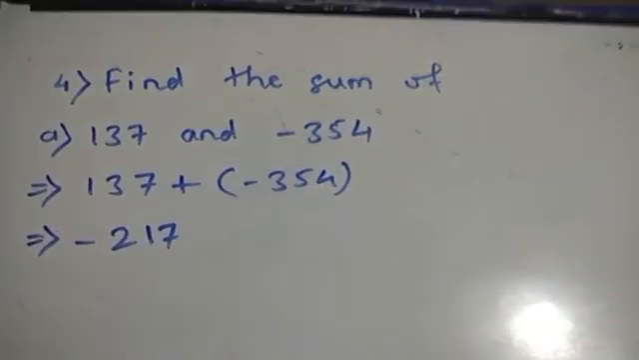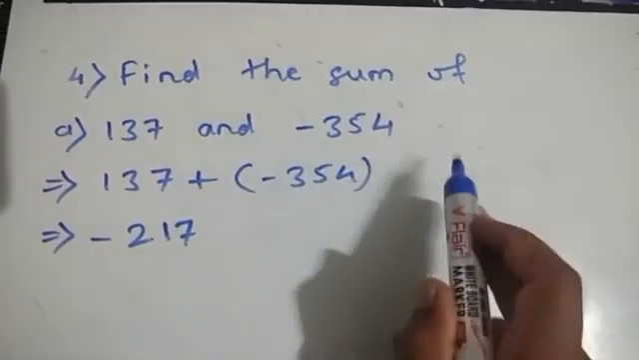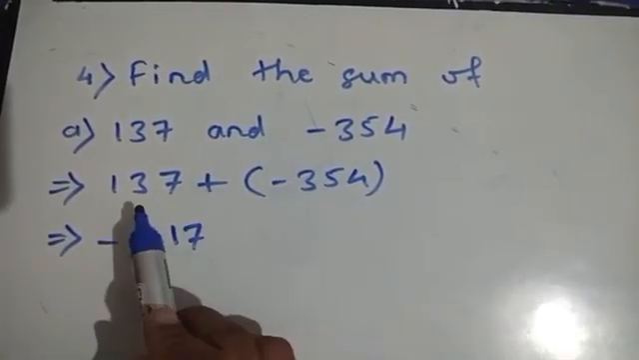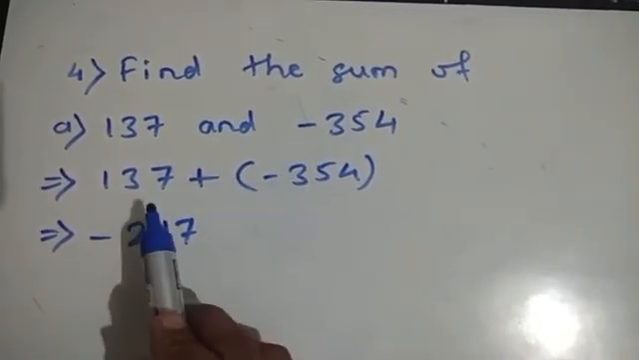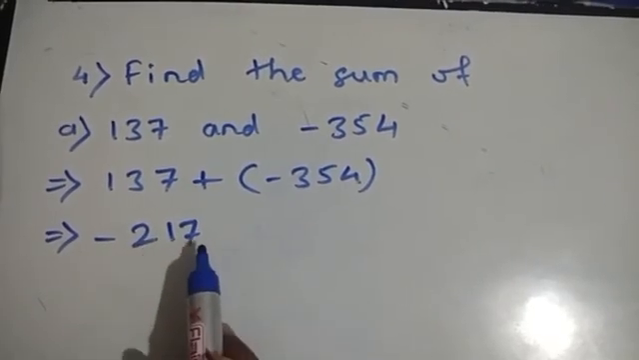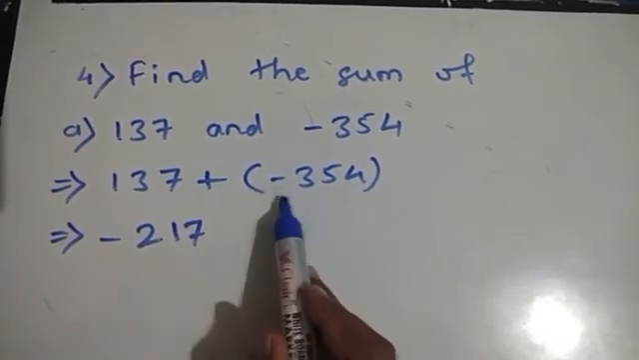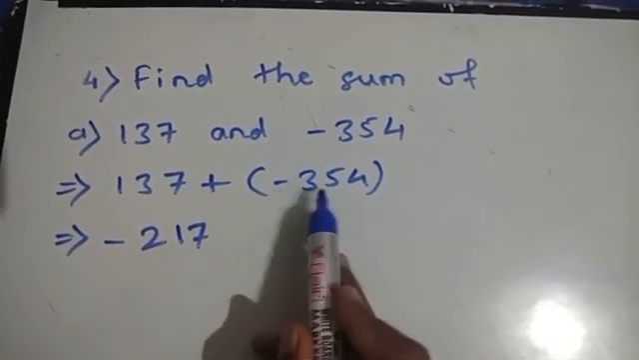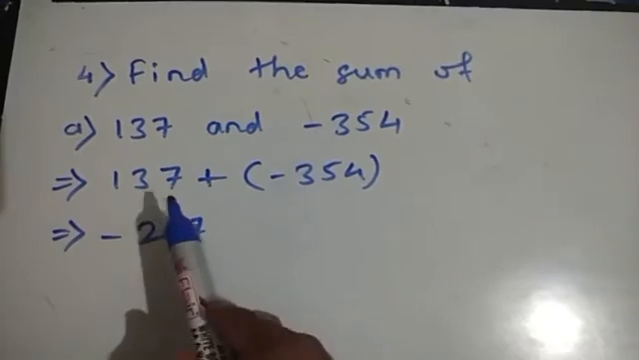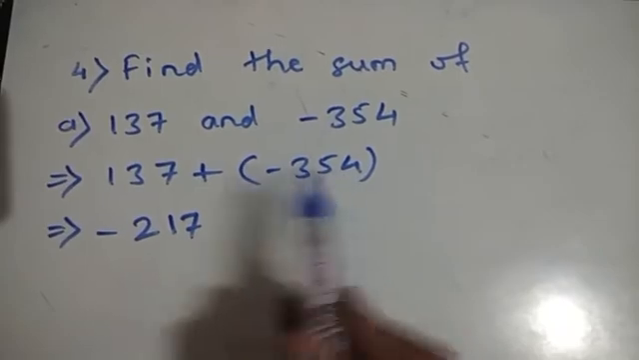Question number 4. Find the sum of 137 and minus 354. Write 137 as it is plus minus 354. Here one integer is positive, another one is negative, again subtraction. Therefore 354 minus 137 is how much? 217. Okay, and here greater number is 354 and its sign is minus. So answer will carry sign of the greater number. Therefore minus sign will come here. So what will be the answer? Minus 217. Usually 137 is greater than this. But by ignoring sign, which number is greater? 354. So its sign will carry answer.